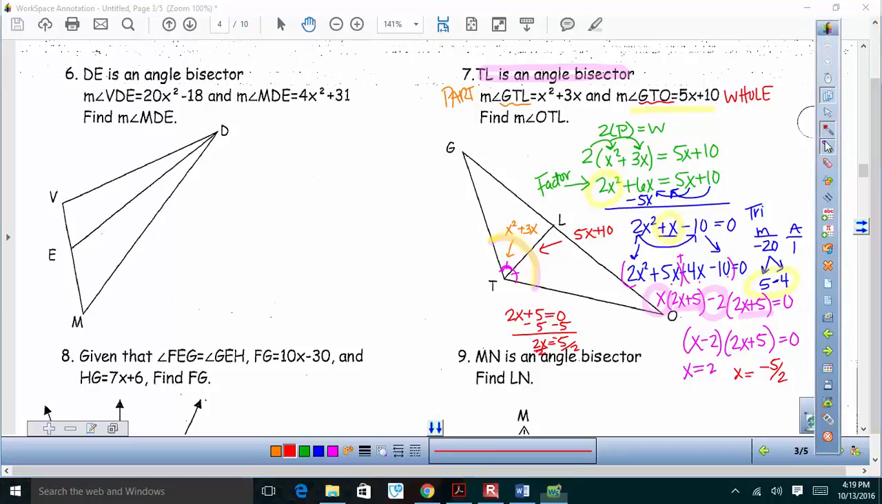Okay, so now we have our x's, so we've got to use these to find measure OTL. So OTL, O to T to L, is this angle right here. Now, we're not given this one, but because this is bisected and these are both congruent, we know that x squared plus 3 times x is the same. So we're going to use x squared plus 3 times x.